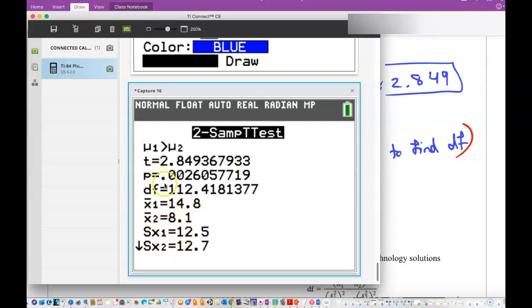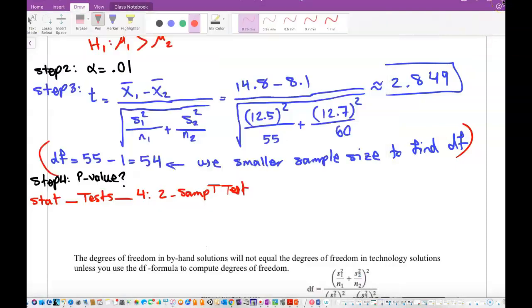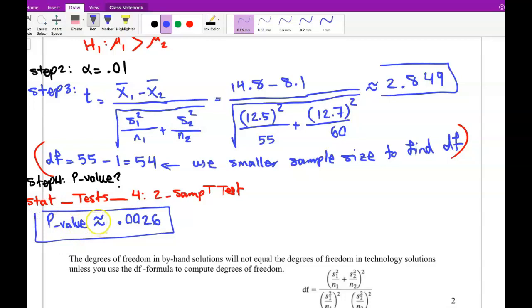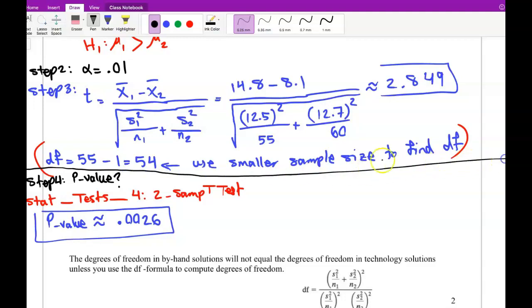And so writing that part here on this board, we have 0.0026. Okay, so P is 0.0026. Okay, then step 5, comparing P and alpha.